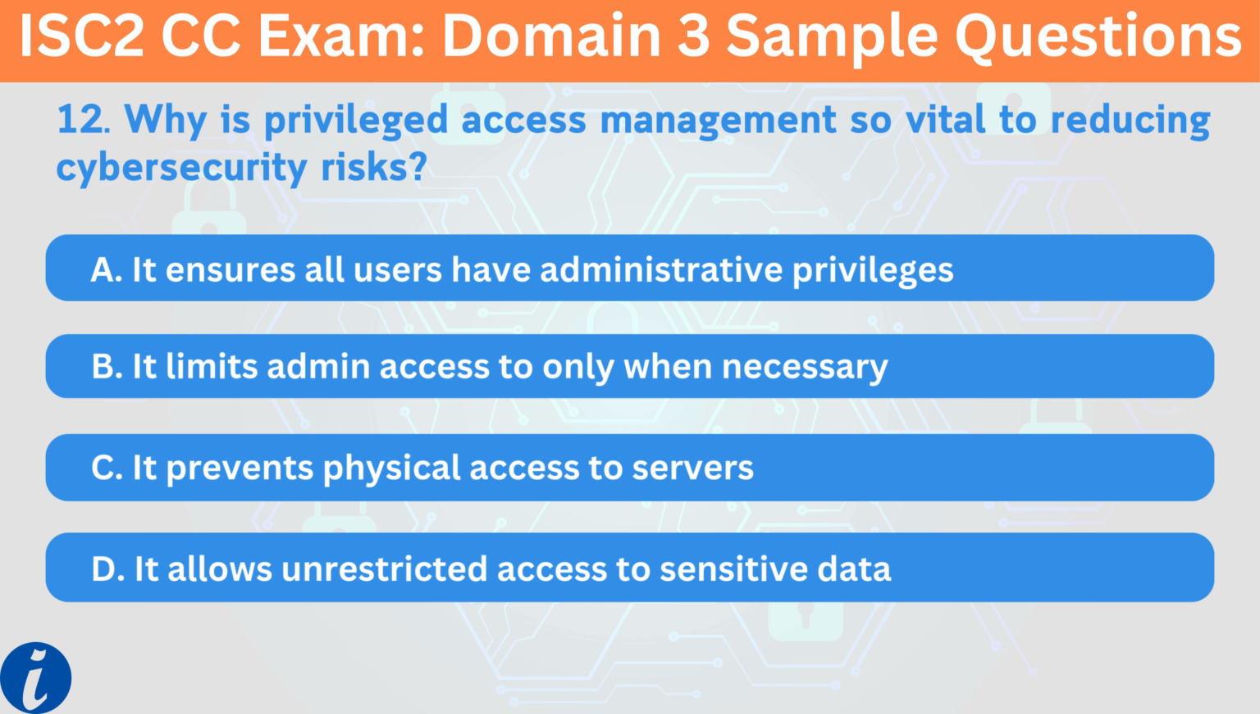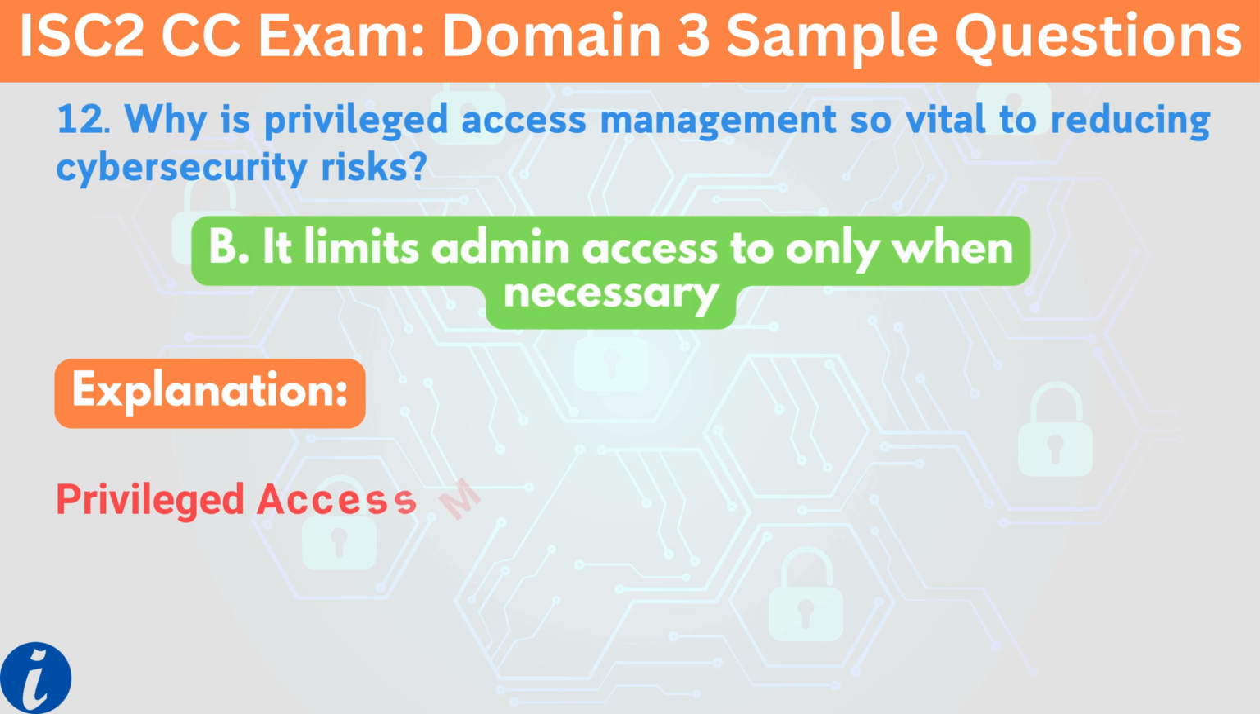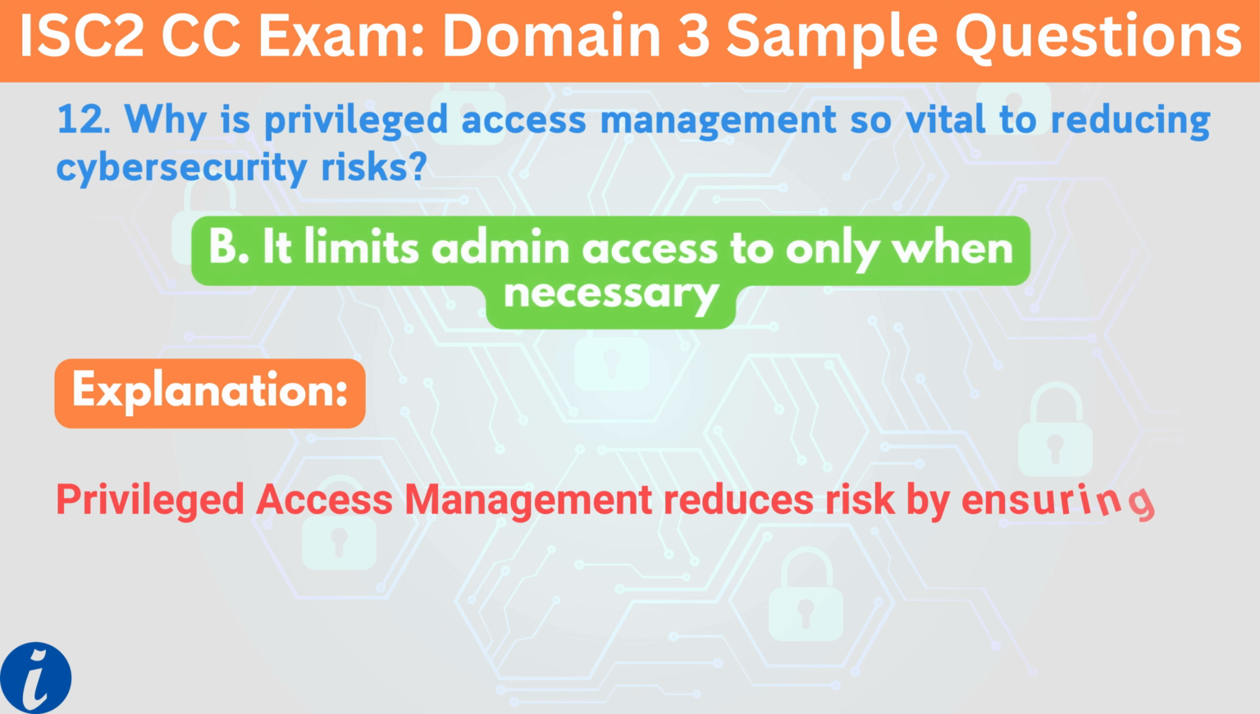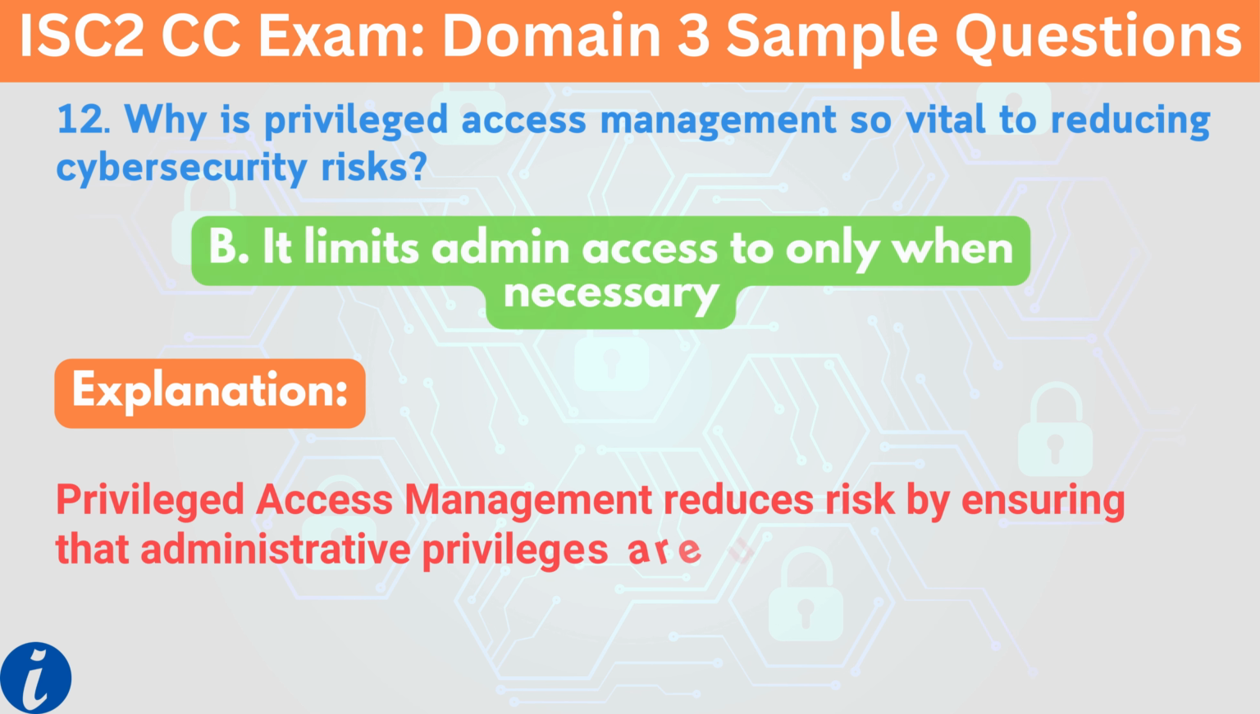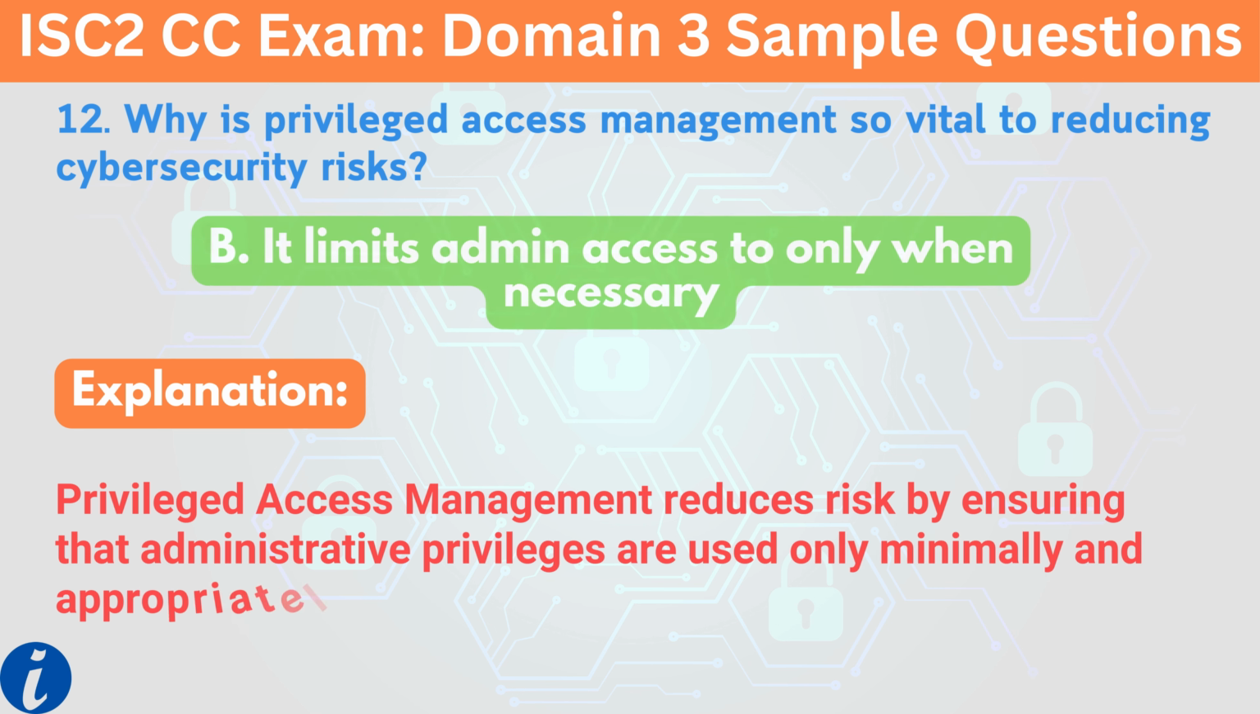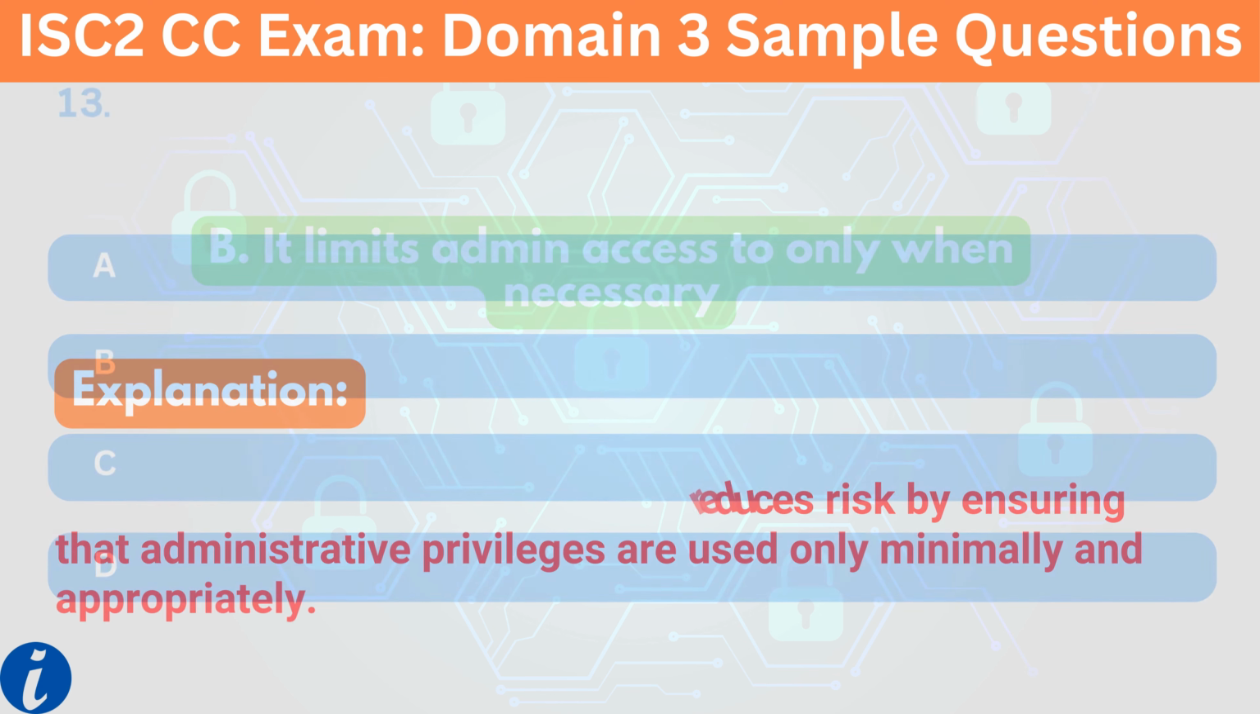It limits admin access to only when necessary. C. It prevents physical access to servers. D. It allows unrestricted access to sensitive data. The correct answer is B. It limits admin access to only when necessary. Explanation. Privileged access management reduces risk by ensuring that administrative privileges are used only minimally and appropriately.